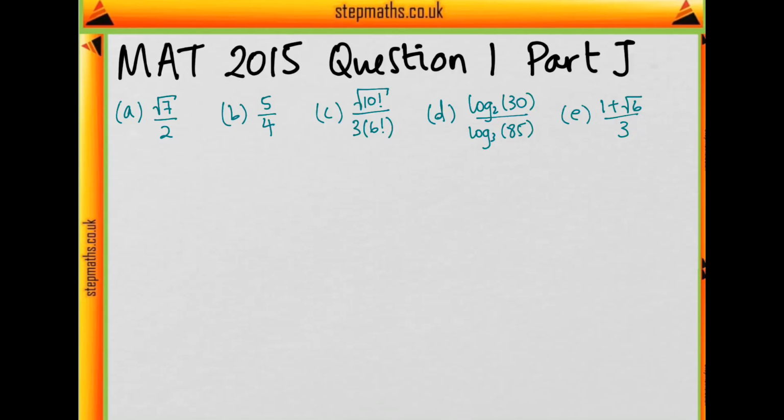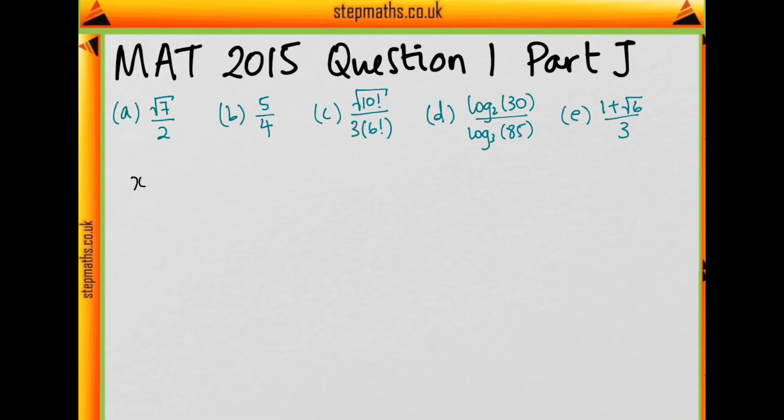Hi, so in this video I'm going to go through part J of question 1 on the Maths 2015 paper, and it asks us which is the largest of all of these numbers. So we want to be able to compare these numbers, but some of them have square roots in, and that's a bit annoying. But they are all positive, so we can just compare their squares instead, because if x and y are both positive and x is greater than y, then x squared is greater than y squared too.